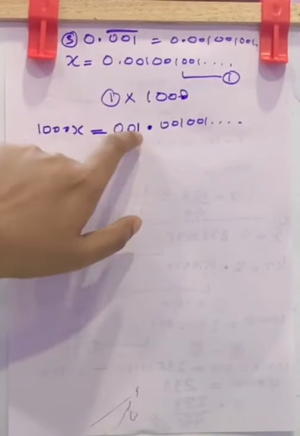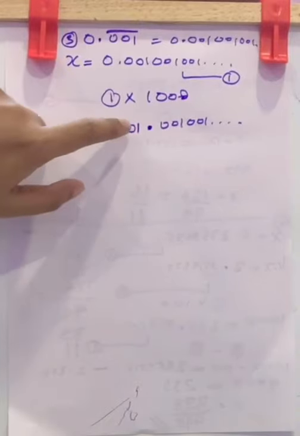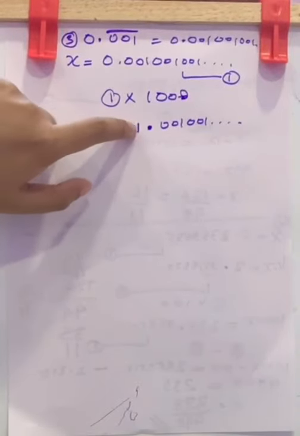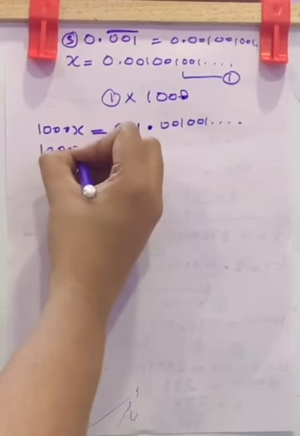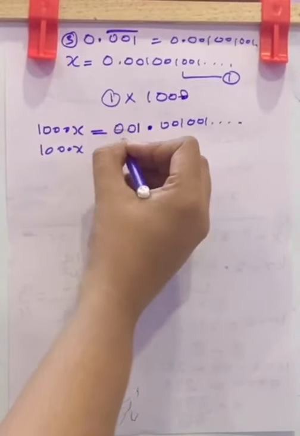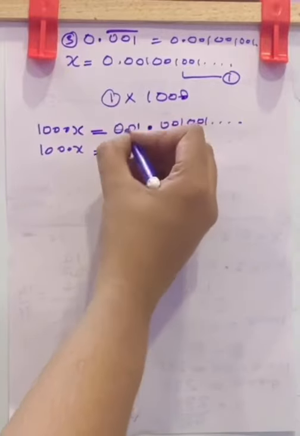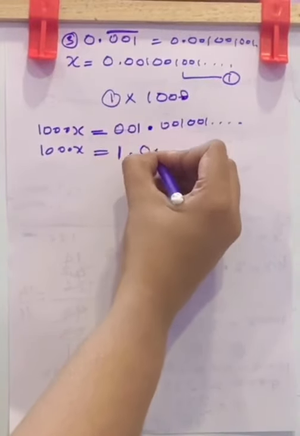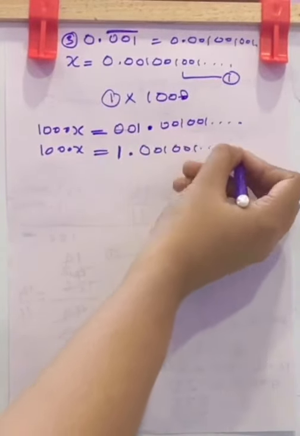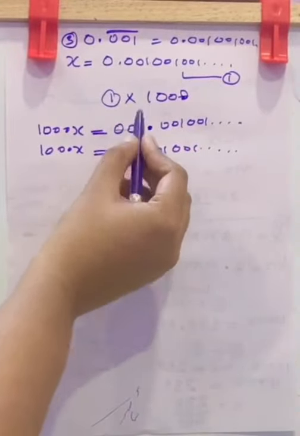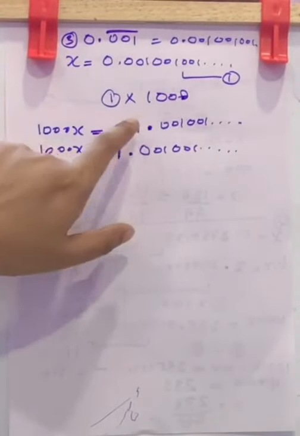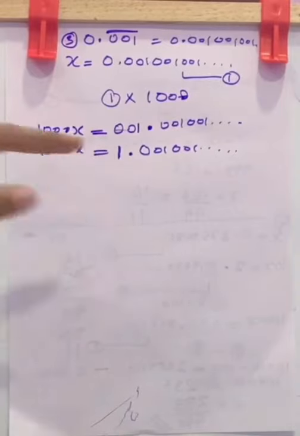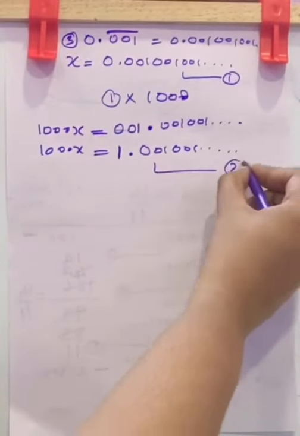Here, look, is there any value for digit zeros in front of a number? No. So you can write this as 1000x is equal to, we don't want to write the zeros in front of 1. Simply write 1.001001, etc. Because zeros in front of a number have no value. So we rewrite it like this. Now name it as equation 2.